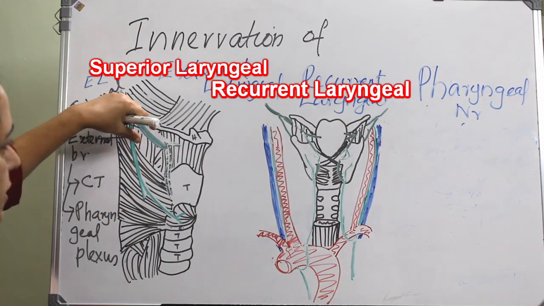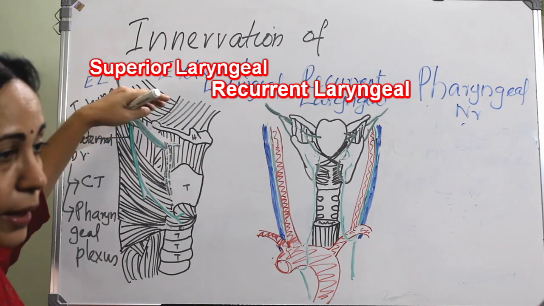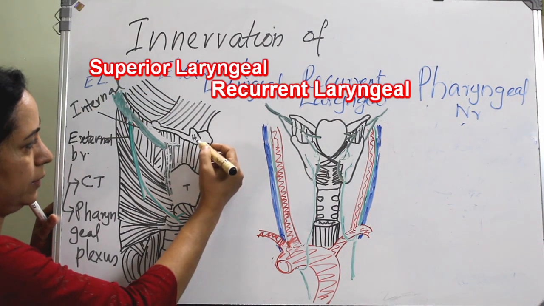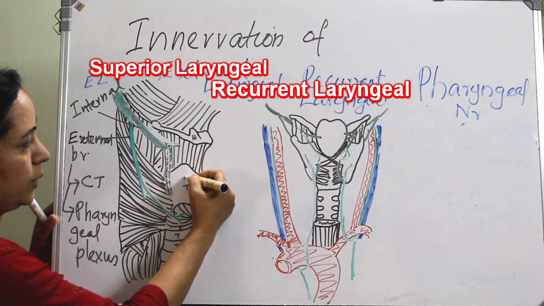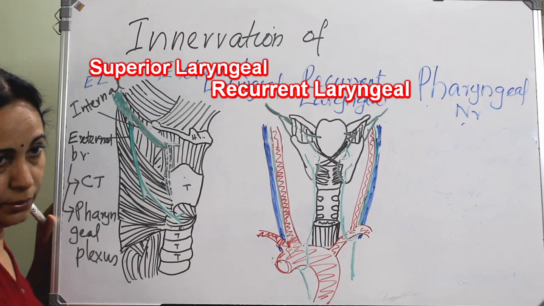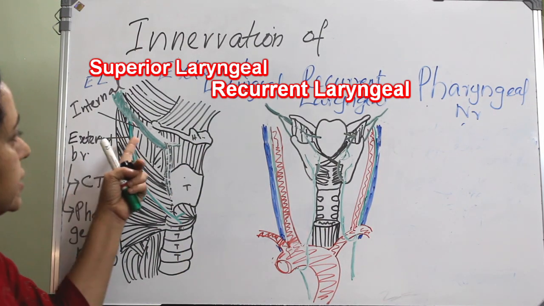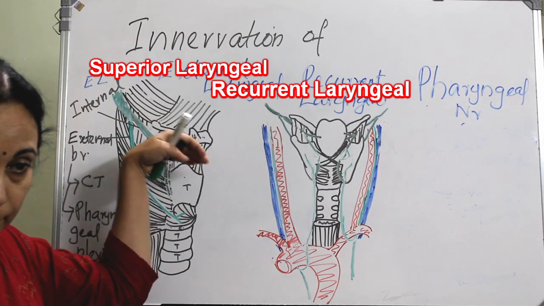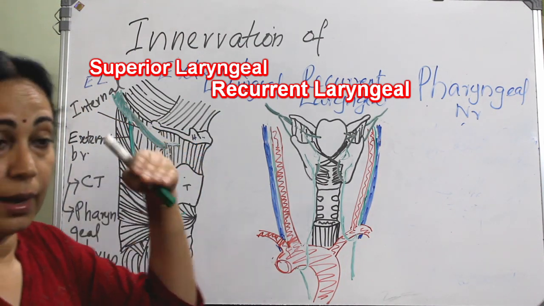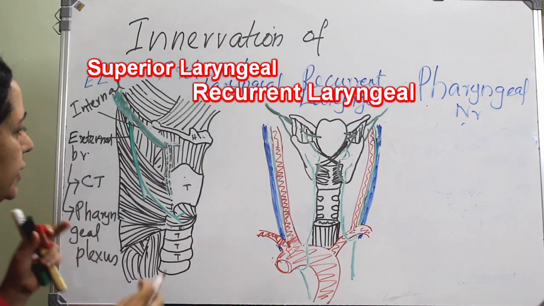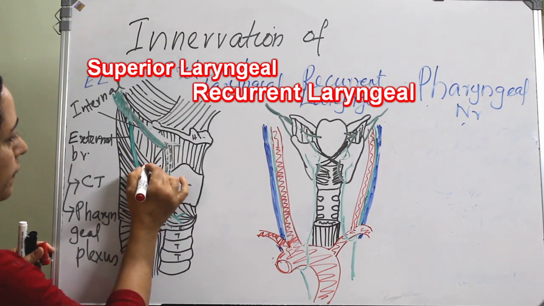And this larger internal laryngeal nerve, what happens to that? And what is this membrane? Thyrohyoid membrane. Okay, thyrohyoid membrane. So this larger internal branch pierces this thyrohyoid membrane above the level of superior laryngeal artery. So superior laryngeal artery actually comes this way.